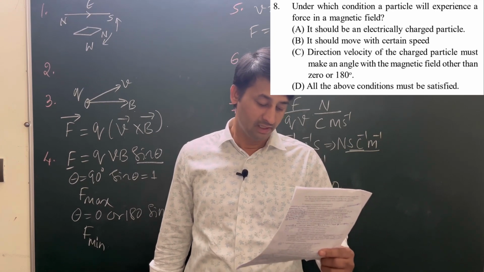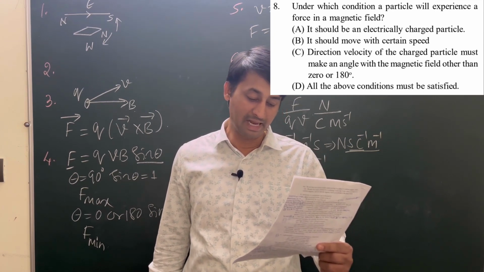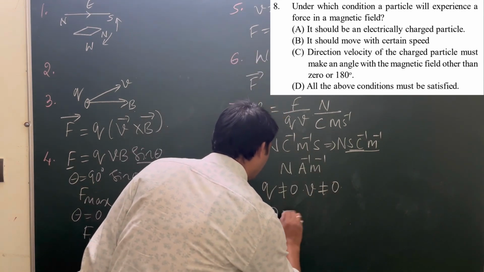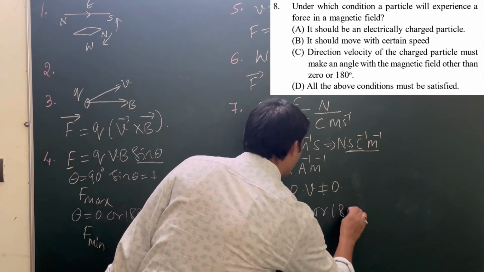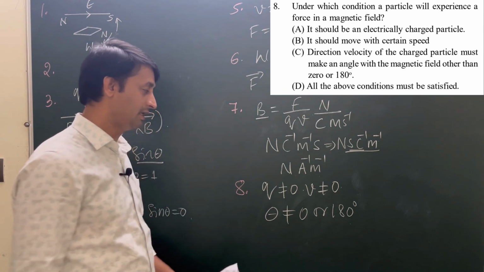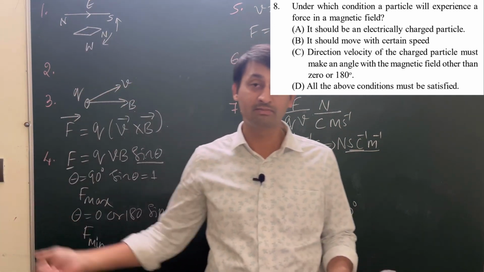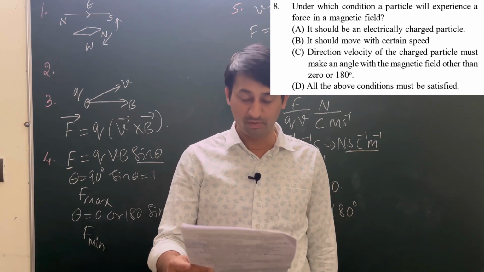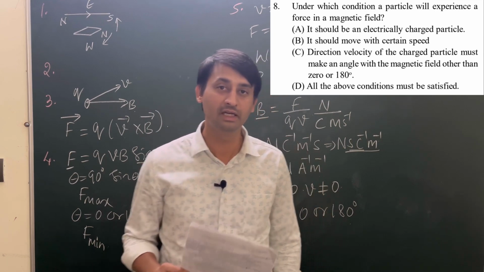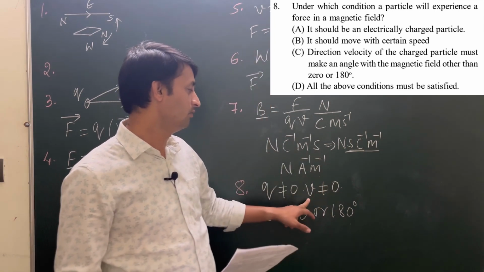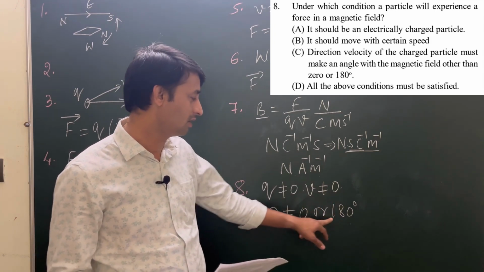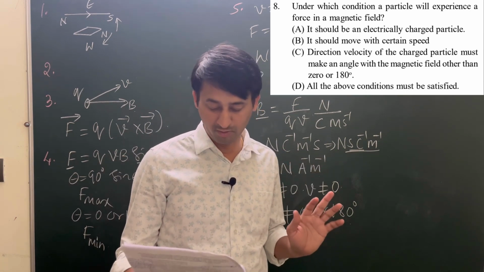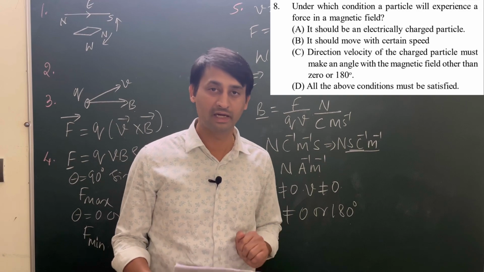Third option, option C: the direction of velocity of the charged particle must make an angle with the magnetic field other than 0 or 180. The theta value must not be equal to 0 or 180 degrees. Then this particle will experience a force in a magnetic field. All the above conditions must be satisfied. Q must not be equal to 0, V must not be equal to 0, theta must not be equal to 0 or 180, as given in options A, B, C. So option D, all the above conditions must be satisfied. Option D is the correct answer.